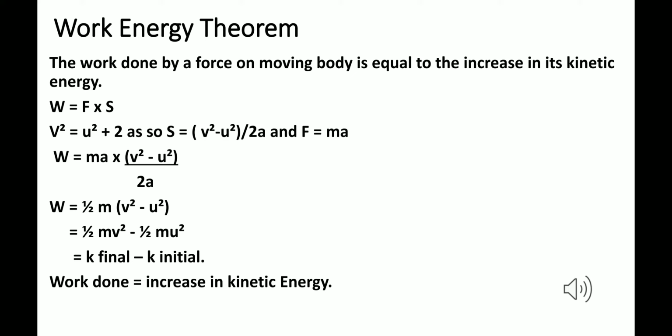Now half mv square is kinetic energy. Half mu square is also kinetic energy. Kinetic energy is half mass into velocity square. So from here, final kinetic energy minus initial kinetic energy is equal to work done on the body by force. So we have calculated that work done on the body is equal to final kinetic energy minus initial kinetic energy. Now simply the numericals will be given in the same way, and you have to calculate the work done by calculating final kinetic energy, initial kinetic energy, and by subtracting you will get the answer.